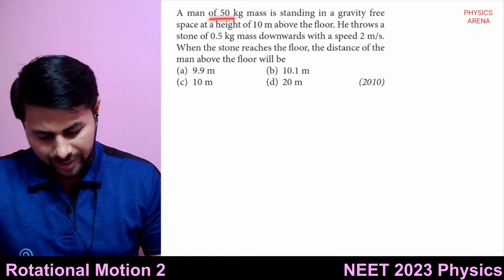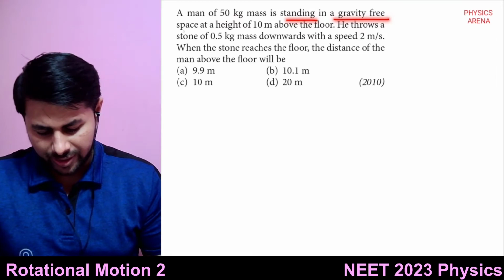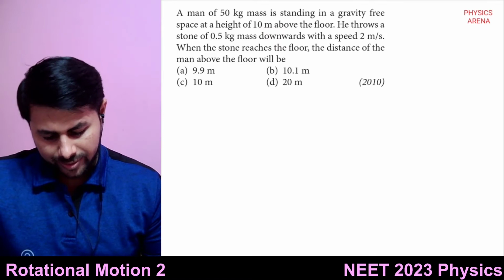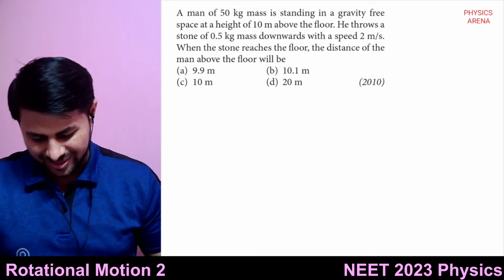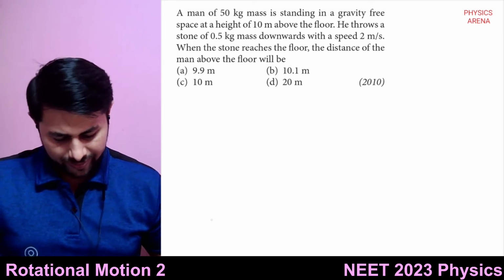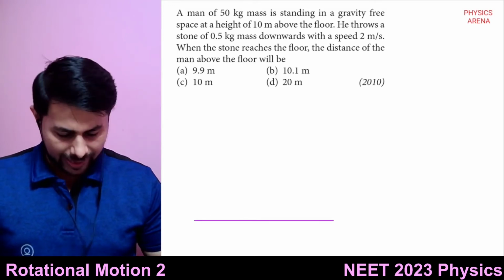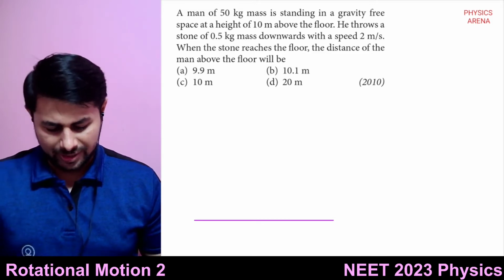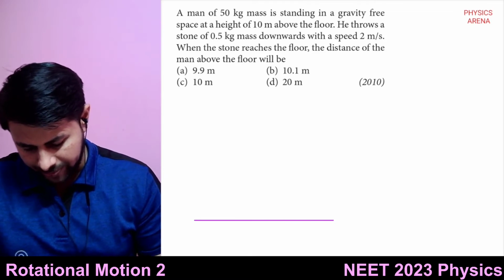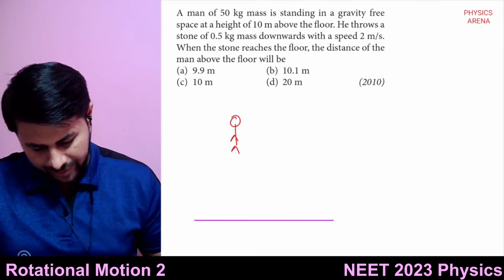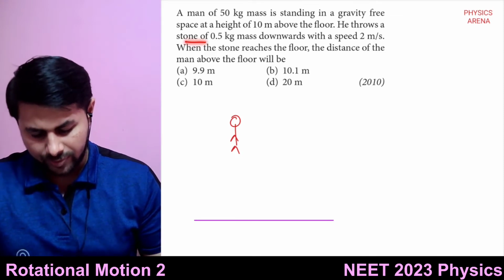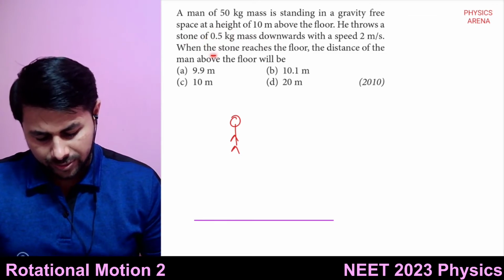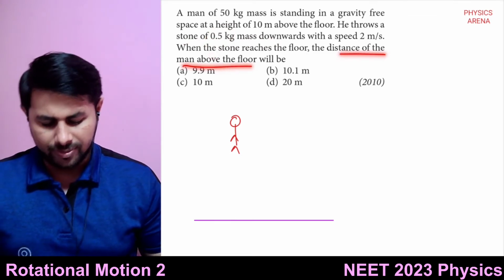A man of 50 kg mass is standing in gravity-free space at a height of 10 meters above the floor. There is a hypothetical floor, and there is no gravity on this floor. The man is standing in space 10 meters above the floor. He throws a stone of 0.5 kg mass downwards with a speed of 2 meters per second. When the stone reaches the floor, the distance of the man above the floor will be?